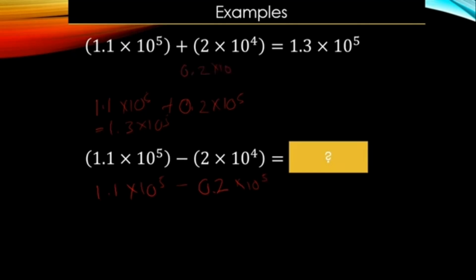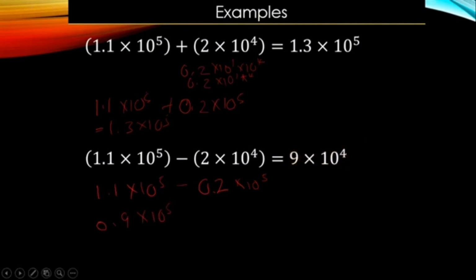We've already converted this in this step. We said this one can be rewritten as 0.2 times 10 to the power 1 times 10 to the power 4, which would mean that we are going to only add these powers, which is 0.2 times 10 to the power 1 plus 4, giving 0.2 times 10 to the power 5. So here it is easier. 1.1 minus 0.2 gives us 0.9 times 10 to the power 5. Let's cross check if our answer is correct.